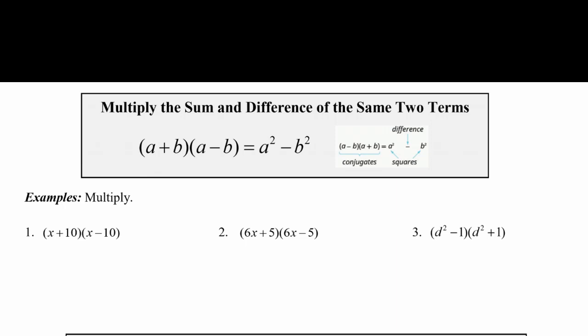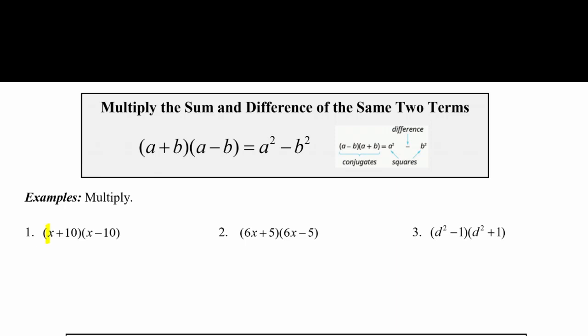In this video, we're going to continue our work with multiplication of polynomials, and we're going to talk about two special products that involve binomials, multiplying binomials. The first special product is called multiply the sum and the difference of the same two terms. So, for example, look at these three problems that we're going to be talking about. Notice that for each one of them, you have two binomials that are being multiplied together.